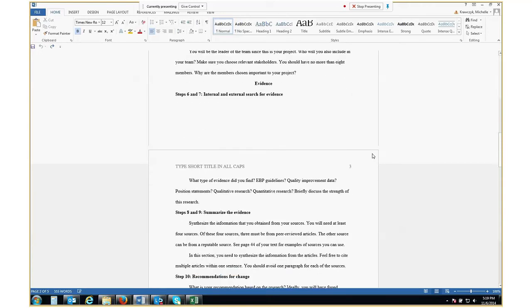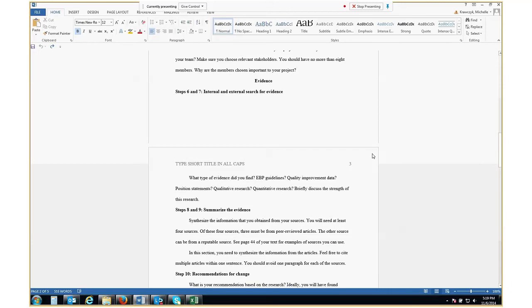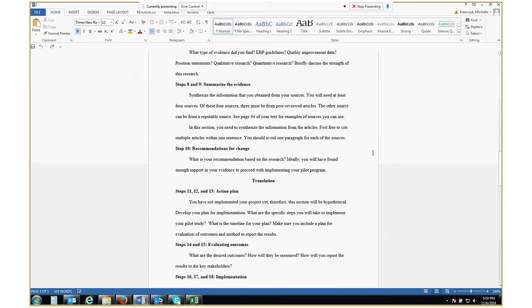Okay, so now go into steps 6 and 7, the internal and external search for evidence. So here is where you're going to talk about the type of evidence you found. Did you use all peer-reviewed articles? Did you use evidence-based guidelines, quality improvement data, position statements, quantitative, qualitative research? What is the kind of research that you used? Briefly discuss the strength of this research based on what you did on your milestone number 1. Then you're going to go to the synthesis or the summary of the evidence, and this is 8 or 9.